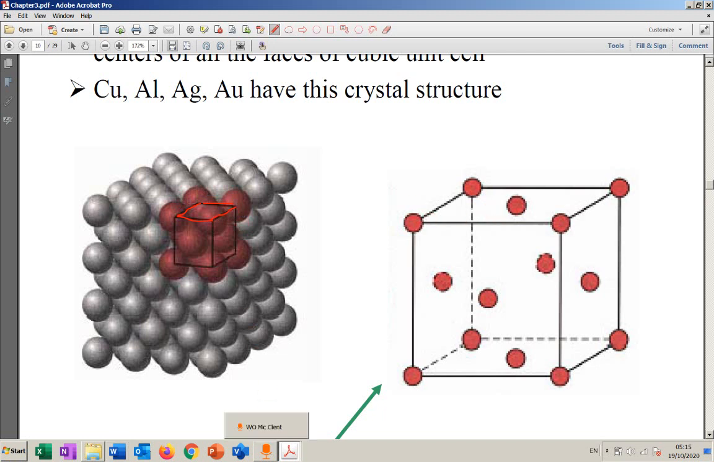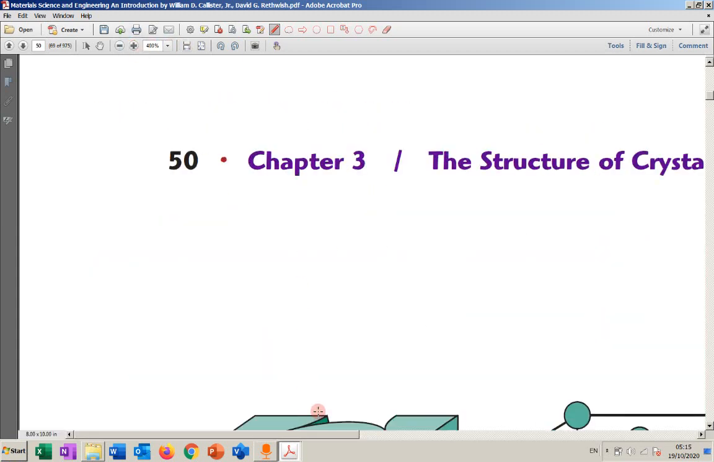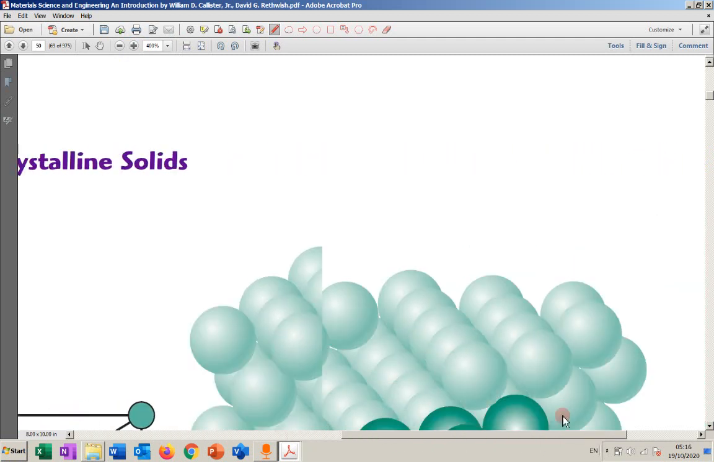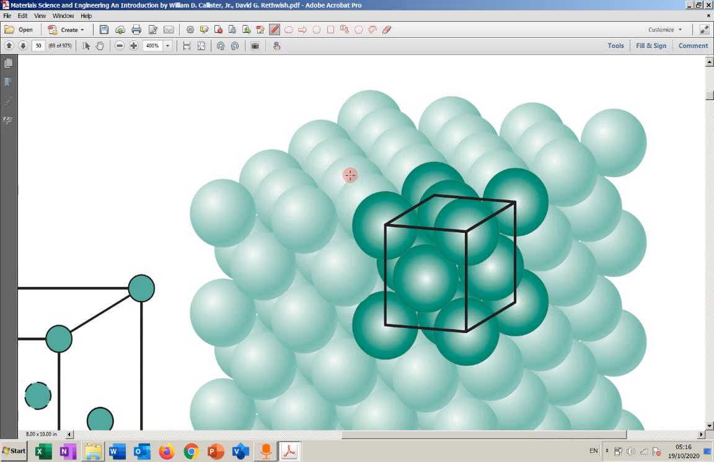Let me show you this in a book. Yes, here it's much clearer. If I zoom in here, you will understand. Okay, this is the corner. Look, this is the corner at the back. This is the center for this one, the corner. So you have one atom at each corner again, but we also have atoms at the faces.